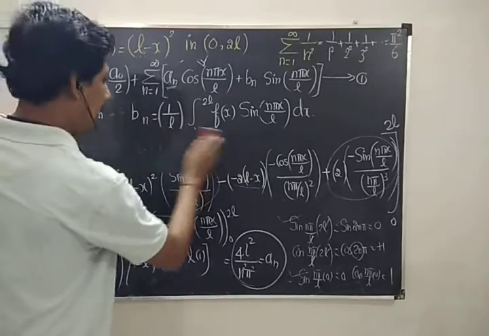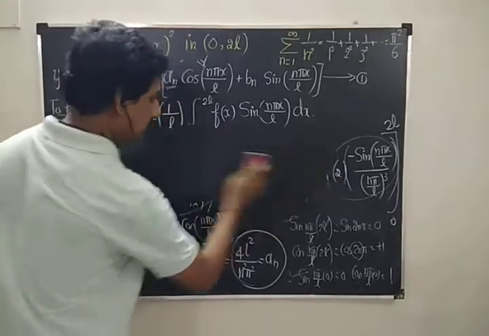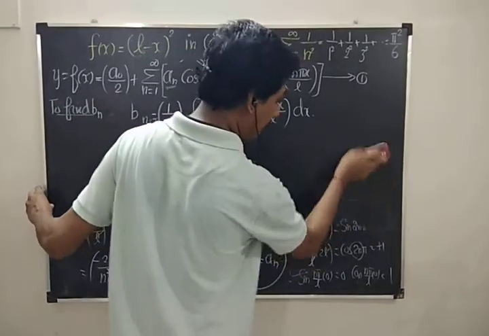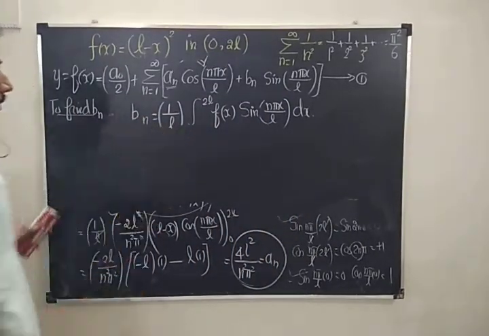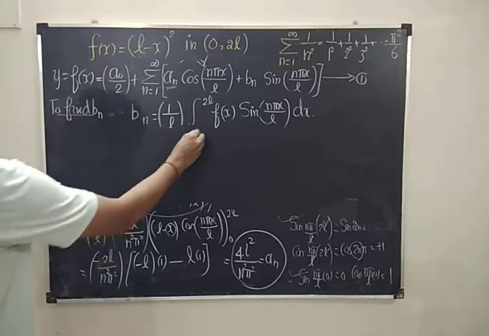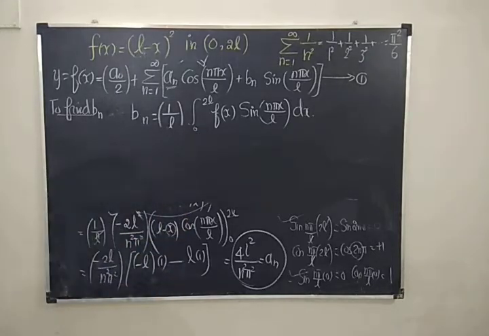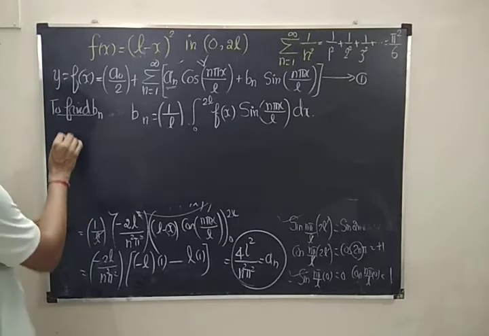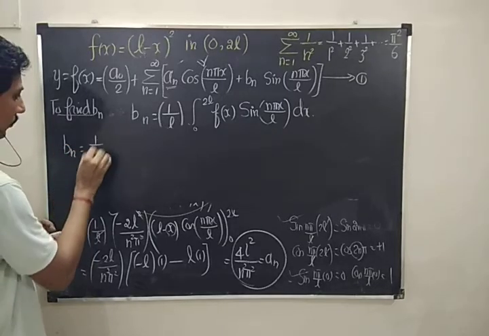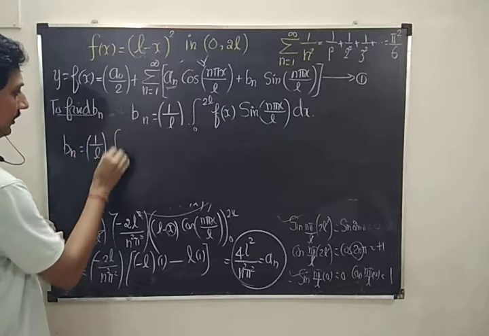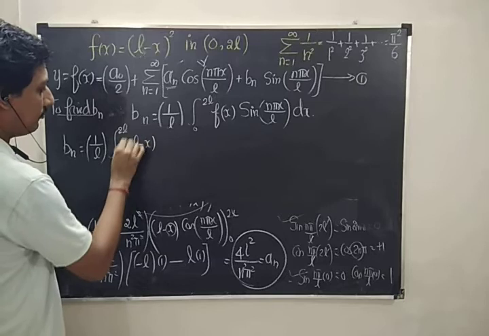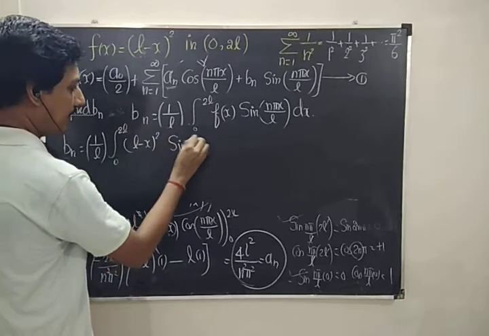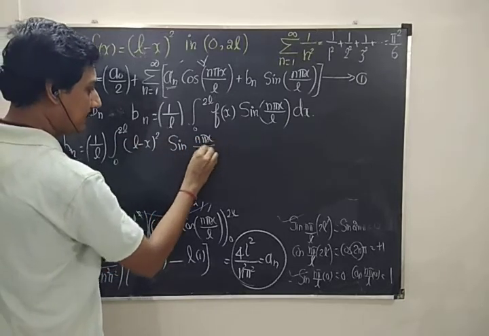Bn is equal to, use the Bernoulli formula, you will get the answer. Bn is equal to 1 by L integral 0 to 2L f of x sin n pi x by L dx. Now Bn is equal to 1 by L integral 0 to 2L, f of x is nothing but (L minus x) whole squared, sin n pi x by L dx.